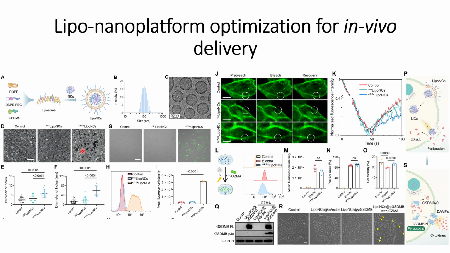How GSDMB and granzymes are connected, we have also covered in our previous video. In this case, we can see that the pore size is larger, and the number of pores is also higher in their optimized conditions, that is OPSA with lipo-nanocomplex. These things they have quantified in panels E and F, where panel E shows the number of holes, which is significantly higher, and also the diameter of holes is higher in their optimized conditions compared to the traditional transfection approach using PEI.